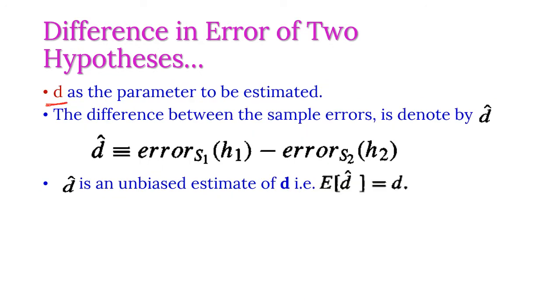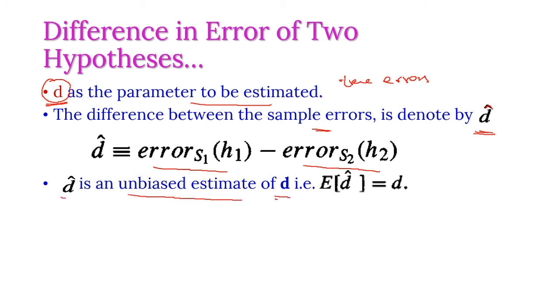Here d is nothing but the parameter to be estimated, that is, the difference between true errors. The difference between true errors is denoted by d, but the difference between the sample errors is denoted by d cap. Simply d cap means the difference between the sample errors. What are the sample errors? The sample error of H1 minus the sample error of H2. So d cap is an unbiased estimate of d, that is, the expected value of d cap is equal to d.